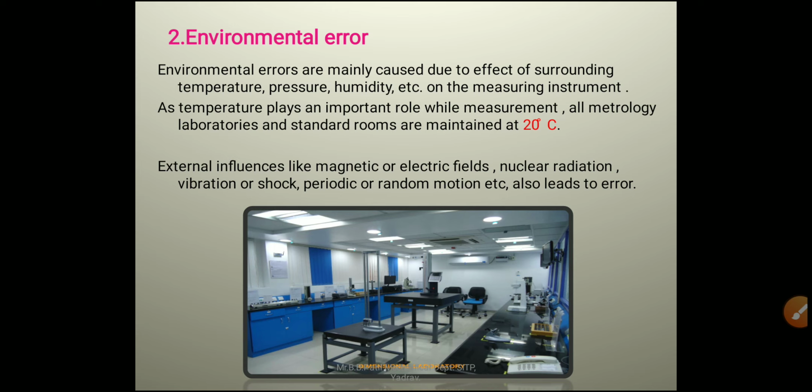External influences like magnetic or electrical field, nuclear radiation, vibration or shock, periodic or random motion, etc. also lead to error. As the image shows, the dimensional laboratory in which the temperature of the measuring laboratory is kept at 20 degrees Celsius, due to which the normal temperature, pressure and humidity are controlled.